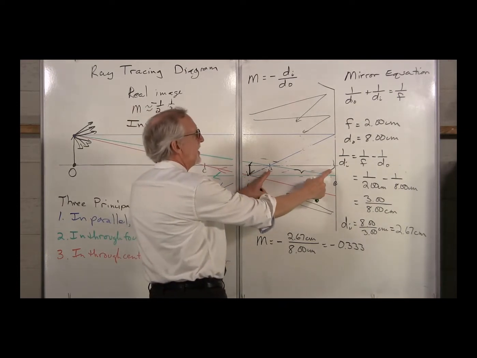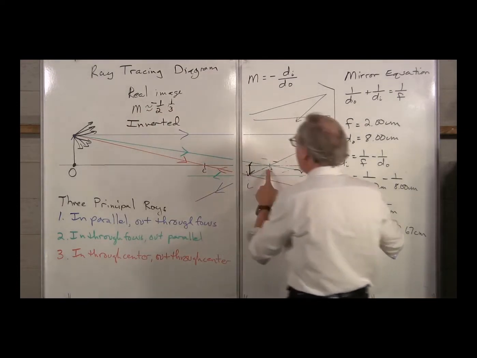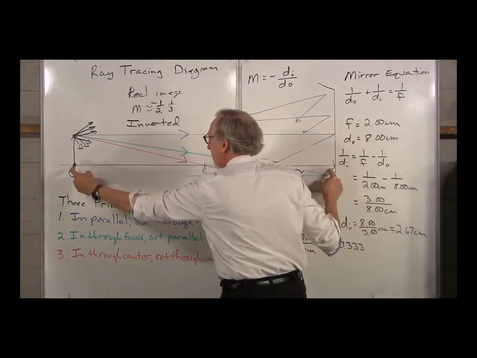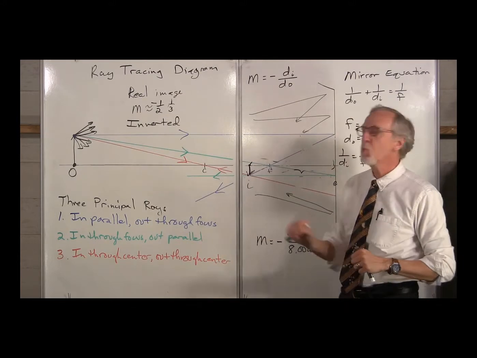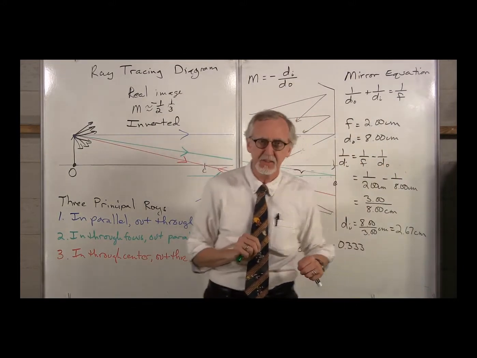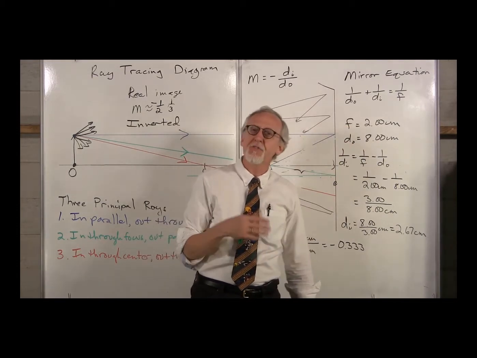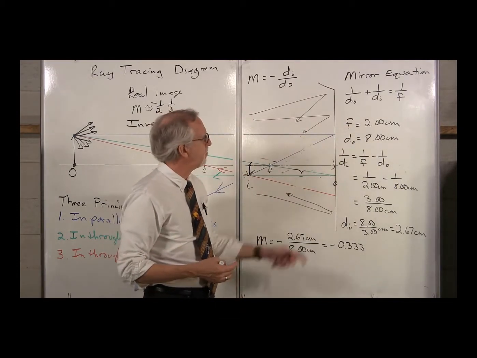So we'll say f is 2 centimeters. Well, if that's 2 centimeters, this would be 4 centimeters. This must be 8 centimeters. So keeping with our diagrams, we'll say we have an object distance of 8 centimeters. Let's use the mirror equation to figure out what the image distance is.